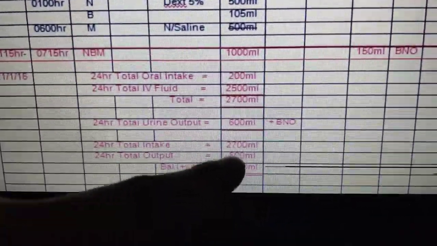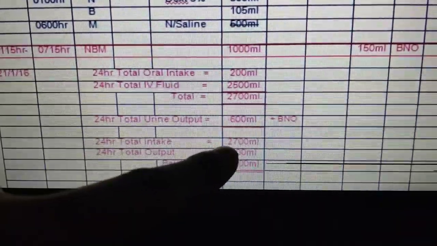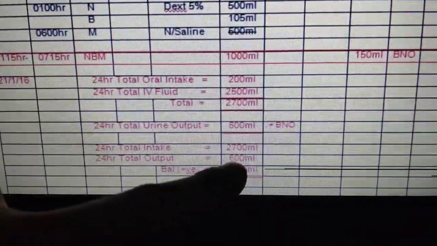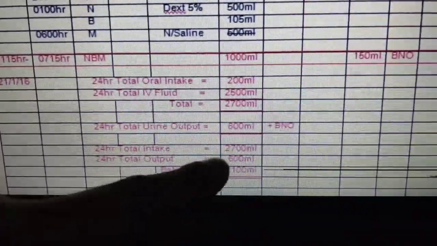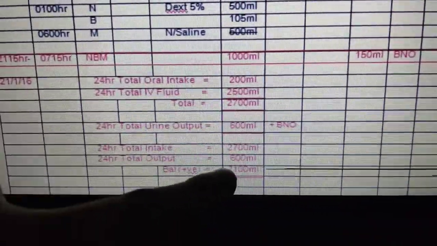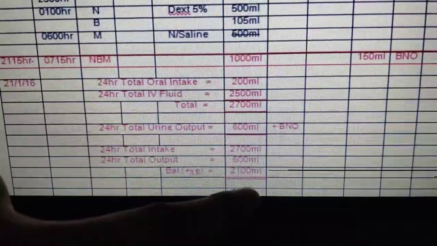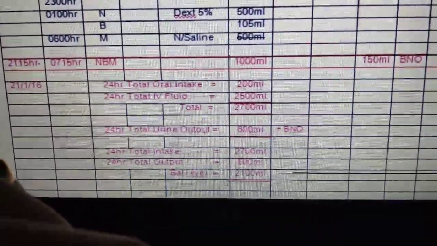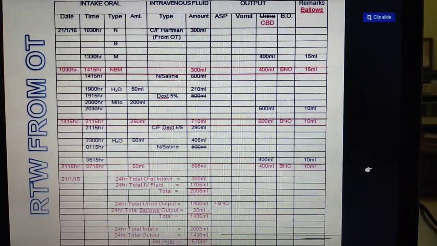Clear? Understood? So see, if you are introducing only 2700 ml and the patient excretes only 600 ml, that we call positive balance. So what is the difference here? 2100 ml is the difference. Clear? Understood? Okay. Now see one more example here.